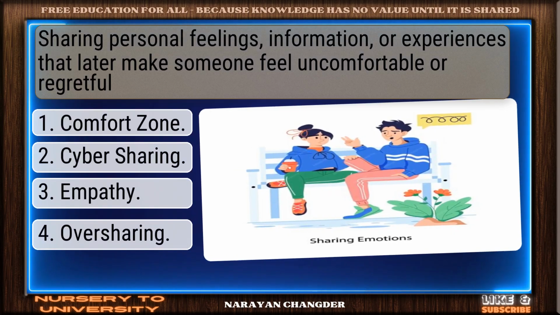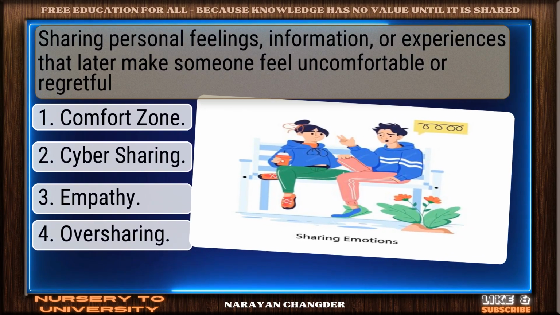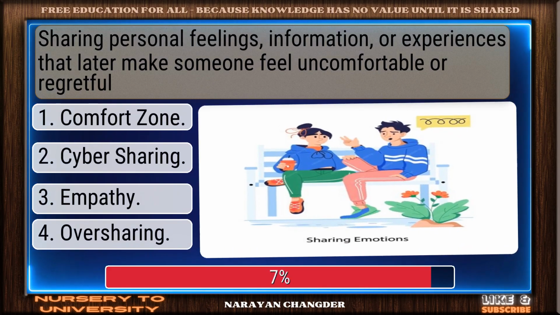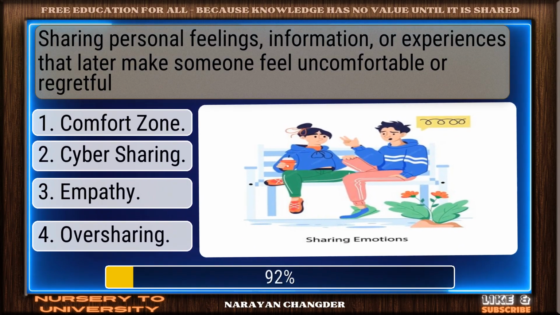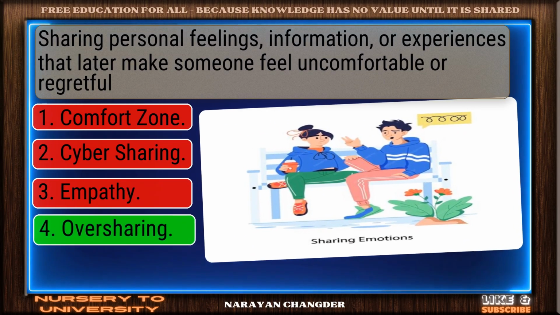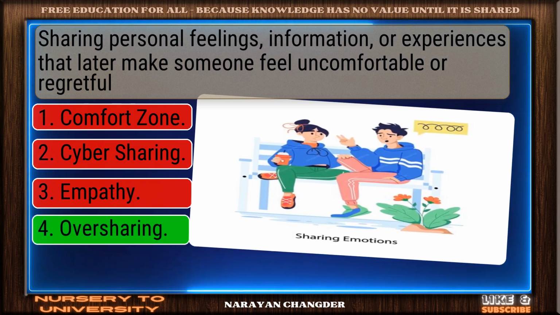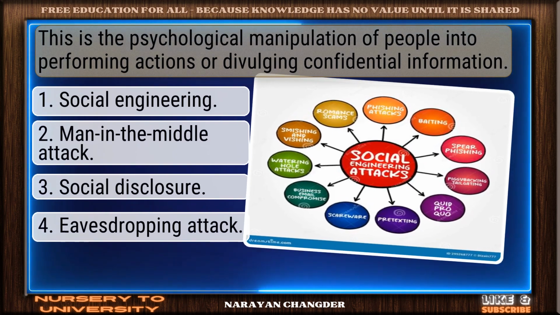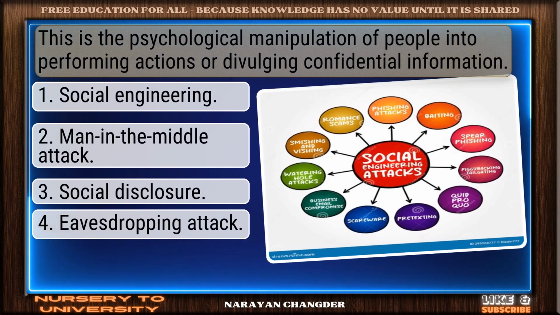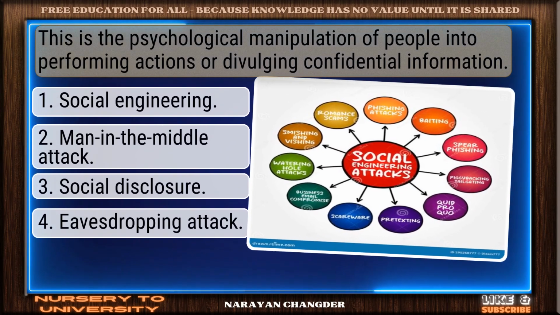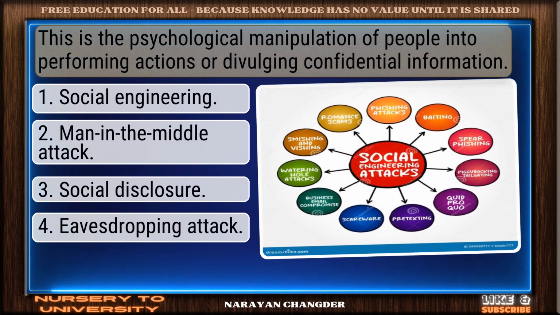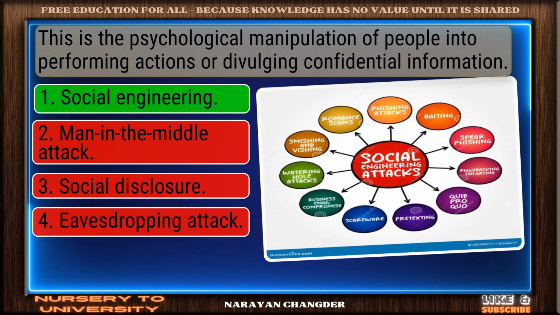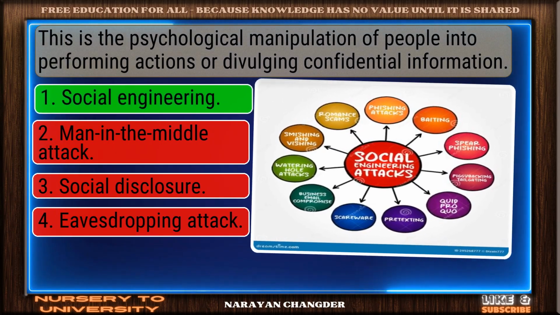Sharing personal feelings, information, or experiences that later make someone feel uncomfortable or regretful. Excellent choice. Oversharing is right. This is the psychological manipulation of people into performing actions or divulging confidential information. Right choice. Social engineering is best.